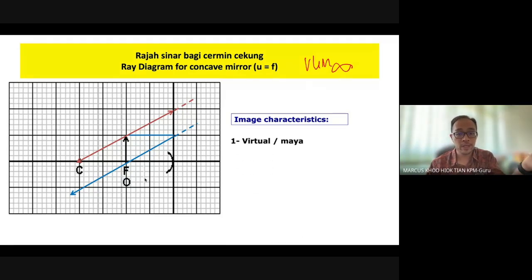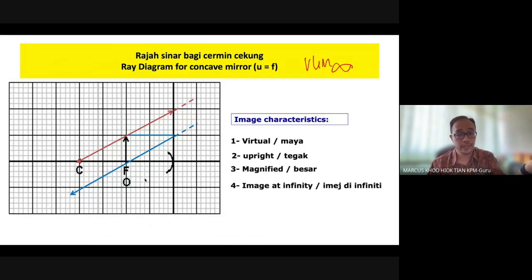So the image will be virtual, upright, magnified, and formed at infinity. So: real, inverted, magnified, then magnified to infinity, and later we're going to go into the final magnified image. When you have this expectation, the drawing becomes much easier. Of course, you have to remember the rules of the drawing.